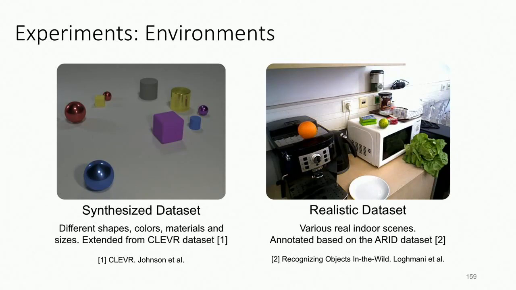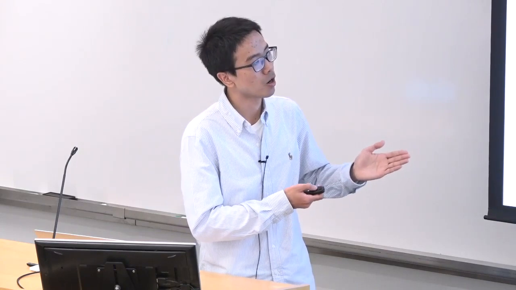We have two data sets, and the first one is a synthesized data set. We train our model on the synthesized data set, and then directly test it on the realistic data set. We want to check whether this kind of model can be directly generalized from a synthesized data set to a realistic data set. And finally, we found it works.